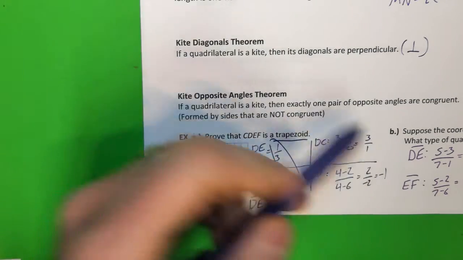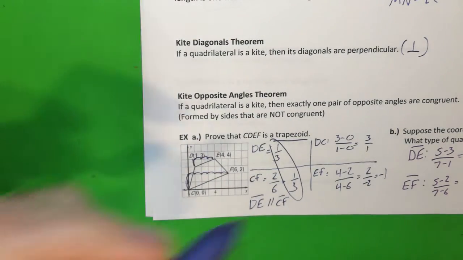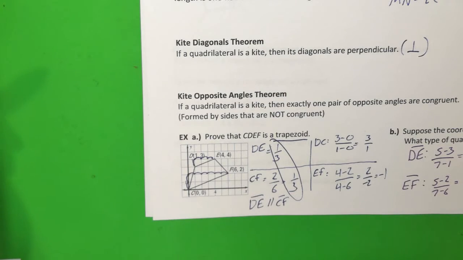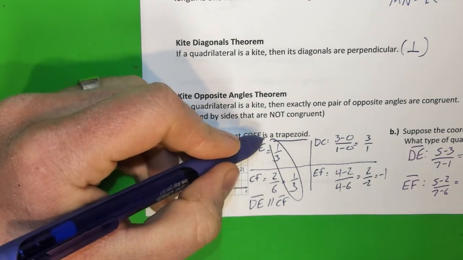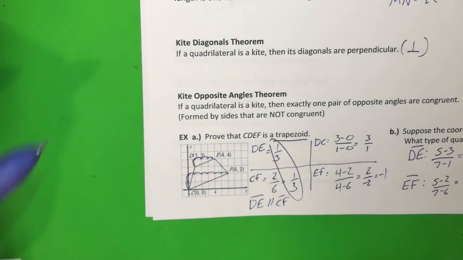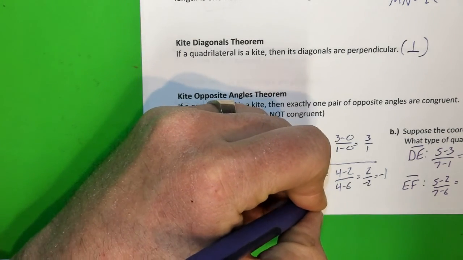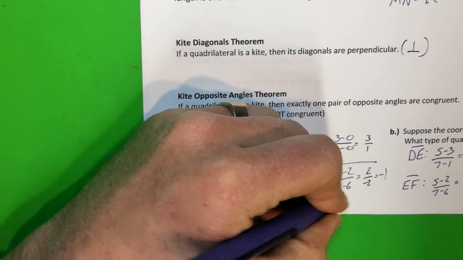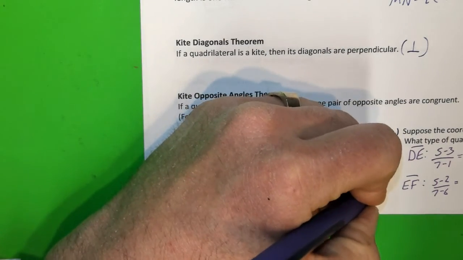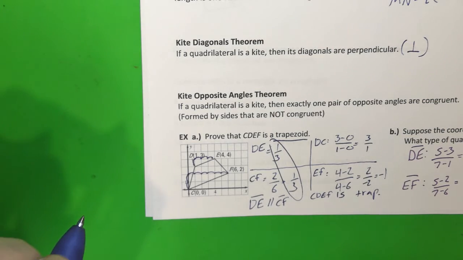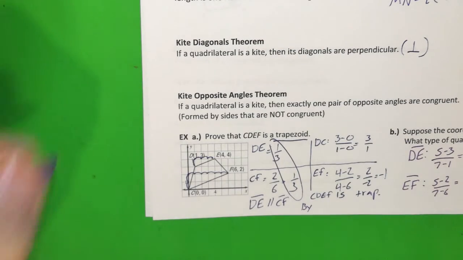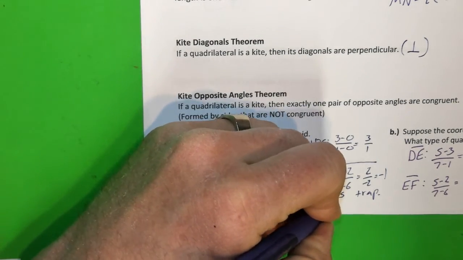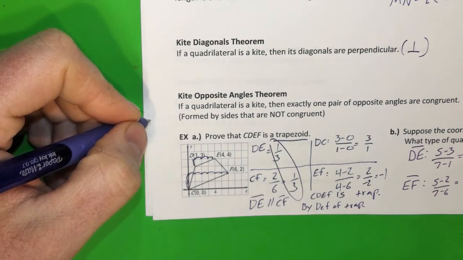Now these two do not match. They are not parallel, which is great news. We only have one set of parallel sides, which is good. So that means that we are going to wrap this up. The way that we're going to wrap this up is we're going to state that CDEF is a trapezoid, and we're going to state why we know it's a trapezoid. I always like to abbreviate, so I'm going to call it just a trap. So CDEF is trap, and we're going to state that it is trapezoid by, and in this case what I'm using is the definition of a trapezoid. So it's going to be CDEF is trapezoid by the definition of a trapezoid.